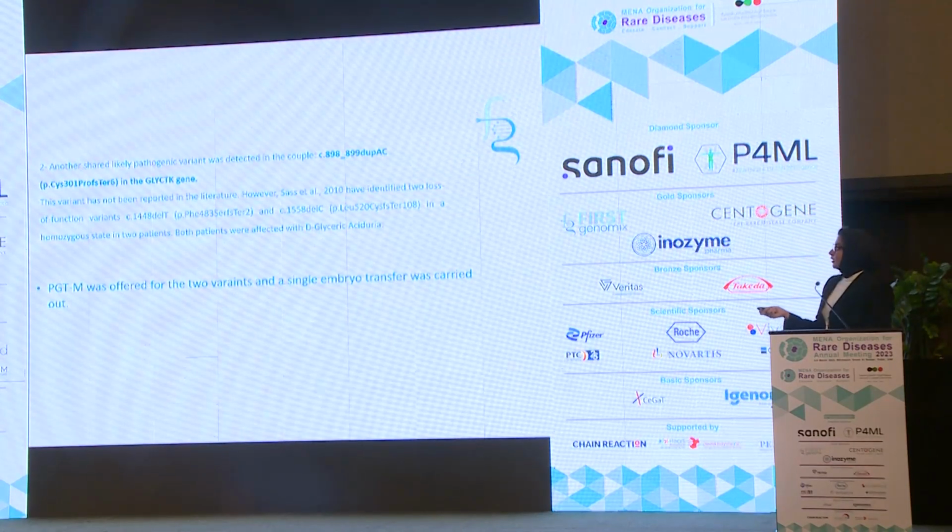So we got this result, and we didn't do any sequencing, right? We just did the analysis of the raw data. The first variant we believe is the cause of the death of the two males, but again we cannot neglect the second variant. PGT-M was offered for both of them, and a single embryo was transferred, and she conceived.